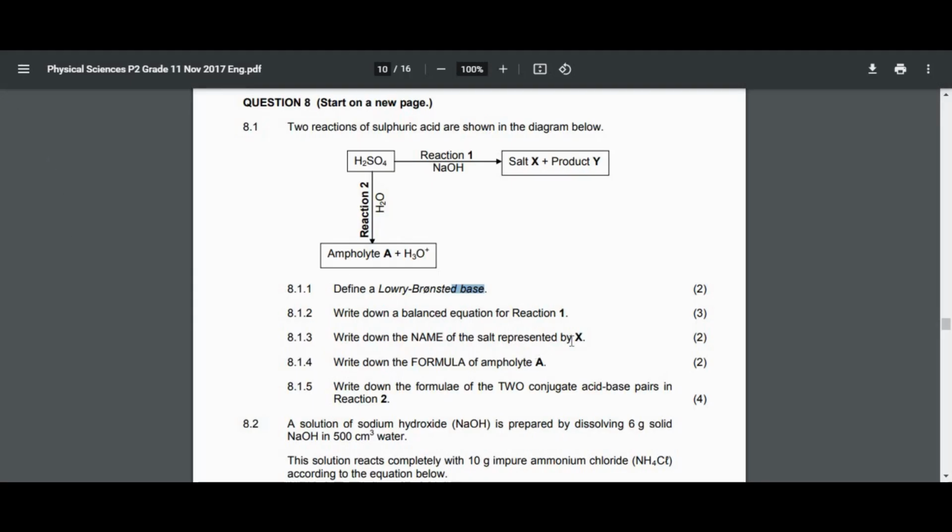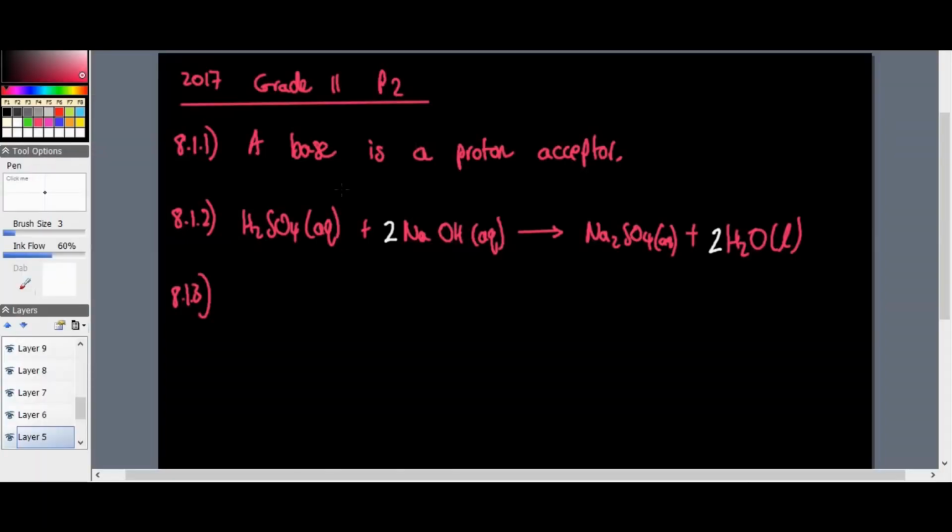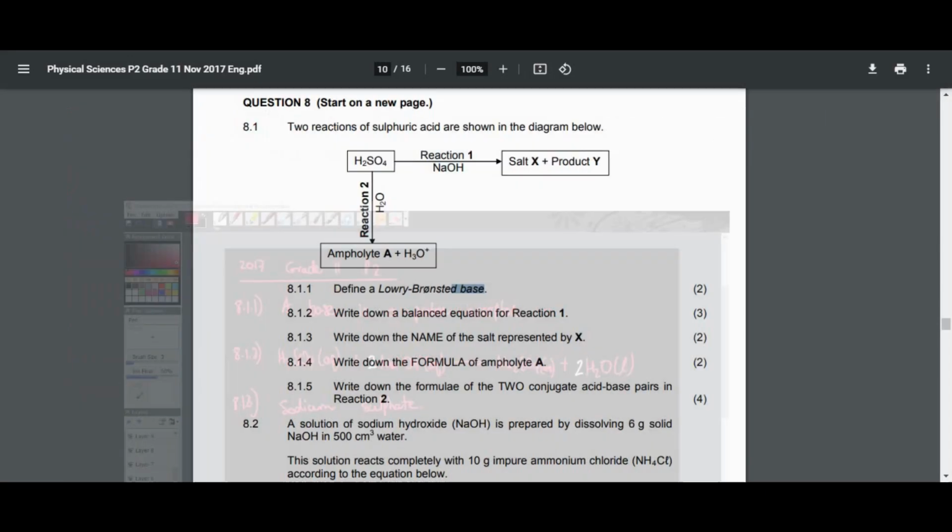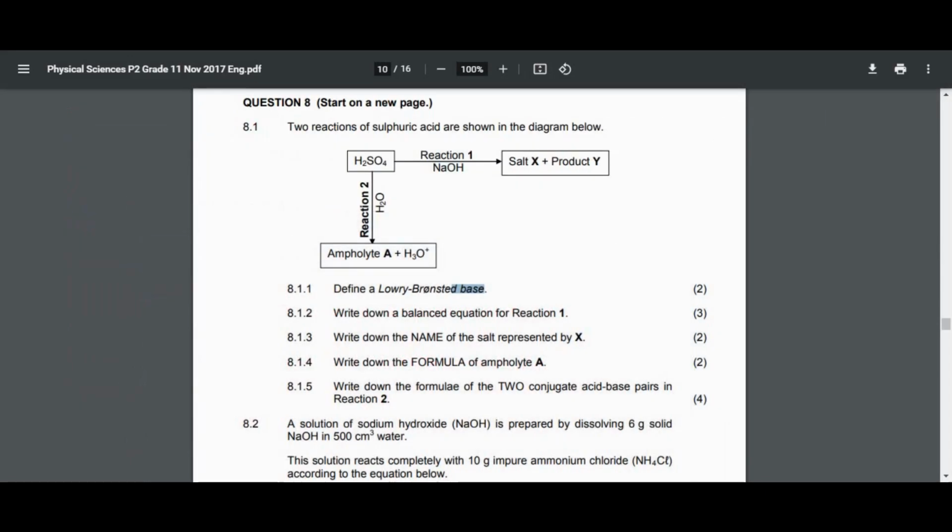8.1.3, write down the name of the salt that's represented by X. Okay, I said it already, so we just write it down now. Sodium sulfate. So that's sodium sulfate. Okay, and then I think 8.1.4 is write down the formula of ampholyte A.